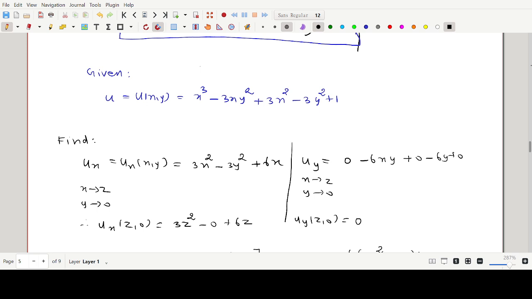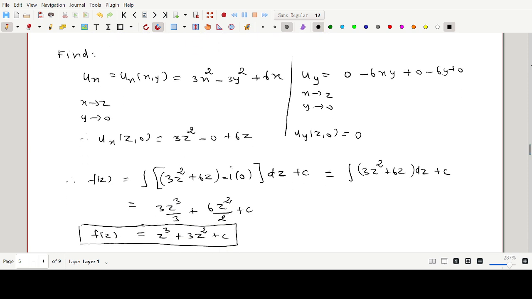What is the second condition? In our first derivative, in the place of x, I replace z, and in the place of y, I replace 0. So here 3z square, here 0, and in the place of x, I am replacing z. So I am getting the first derivative with respect to x: 3z square plus 6z.